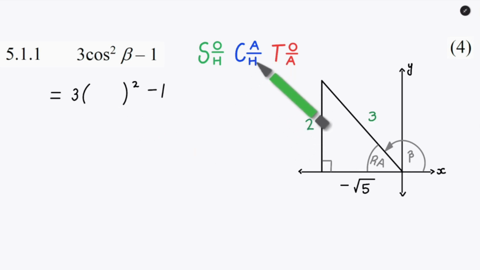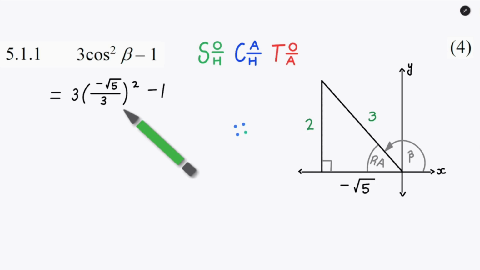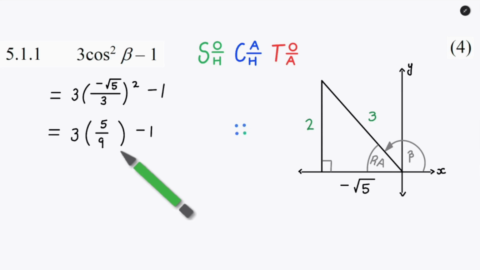Cos is adjacent over hypotenuse. So adjacent to my reference angle is minus root 5 and the hypotenuse is 3. So we go ahead and slot that in here. Once that's out the way, I square the top and I square the bottom and I do not touch anything else. If I square root 5, it's just 5, and if I square 3, I get 9. And bear in mind, a negative times a negative is a positive, so this negative essentially disappears.